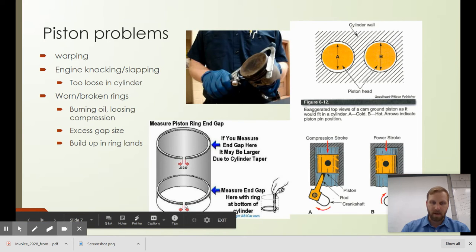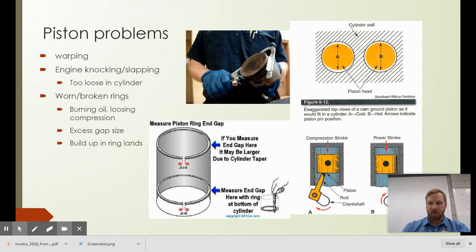Too small of a ring end gap is also bad. That usually means we have either debris built up on the piston lands, and that can cause that ring to break. If all of a sudden it starts touching and there's too much force on it, it's going to snap right inside of the piston, or inside the cylinder, rather. Okay.